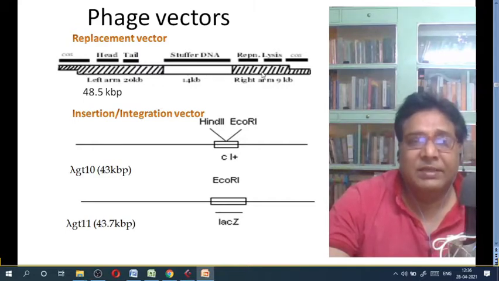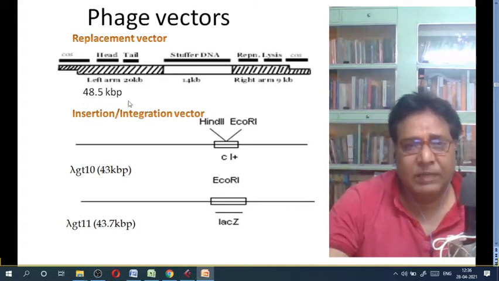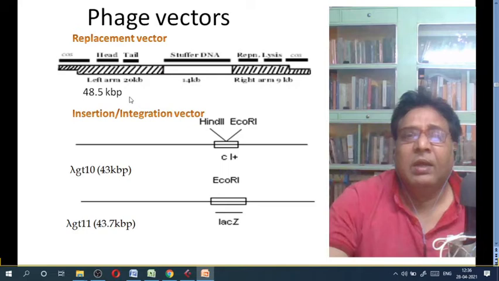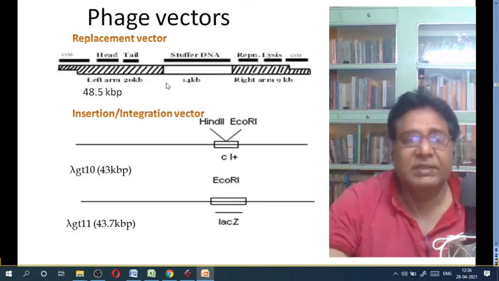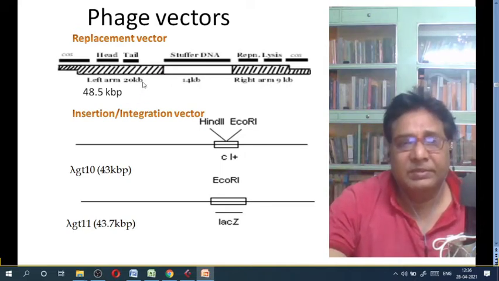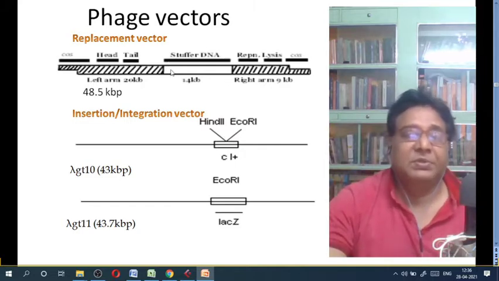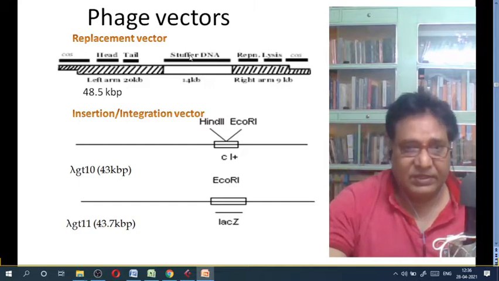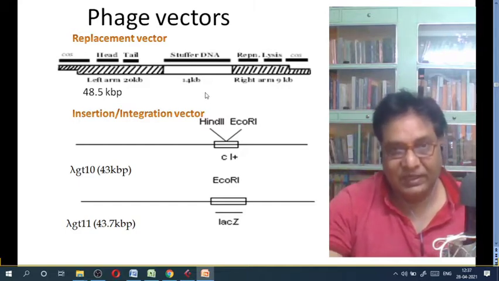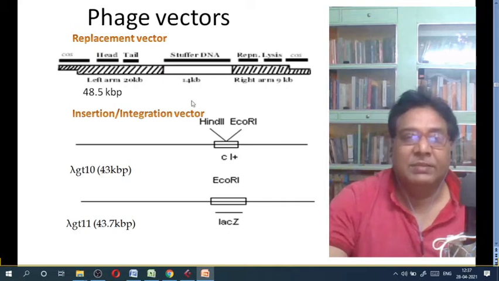So this is the Lambda DNA vector. It is a double-stranded linear molecule, as you can see, about 48.5 kilobases long, approximately 50 kb you can say. As far as the vector is concerned, it can broadly be divided into three regions: the left arm, which is about 20 kilobases, the right arm, which is about 9 kilobases, and in between them there is a region, the middle portion, which we call the stuffer DNA, because you can replace this stuffer DNA with your own stuff of DNA, the insert, and its size is about 14 kb.